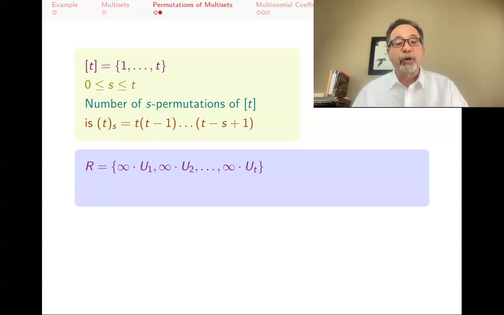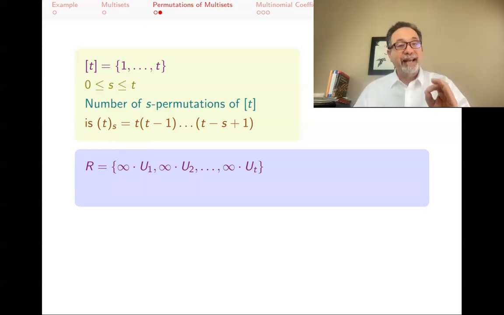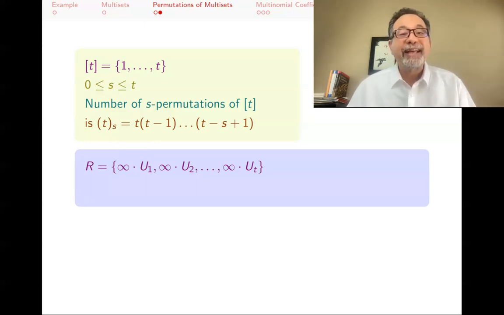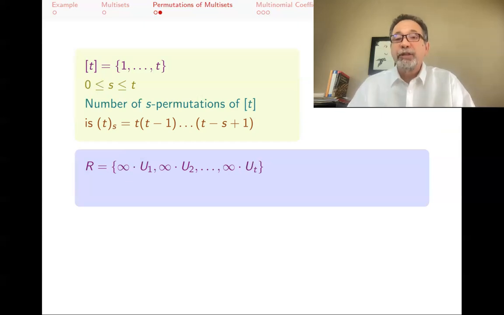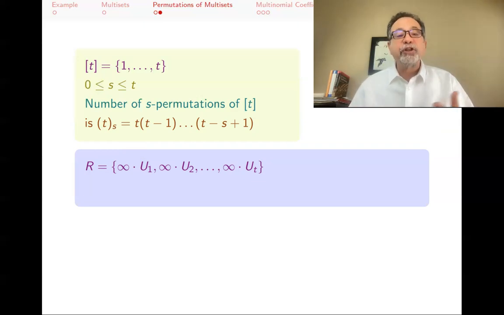Now, the case we want to look at is not 1 through T, it's not a set, it's a multiset. And the case that I want to look at is when we have infinite repetition numbers, which means that I can use as many U1s, as many U2s, as many UTs that I want. So I have a set that has U1, U2 through UT, but I have as many copies of each of these as I want. So this is a multiset with infinite repetition numbers.